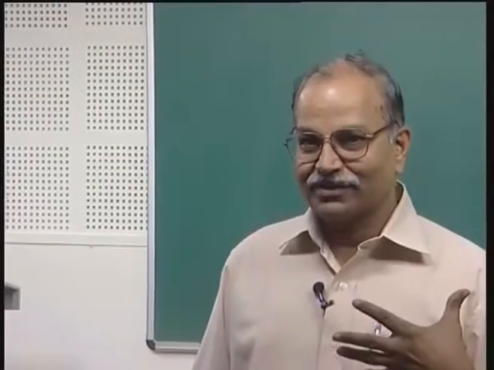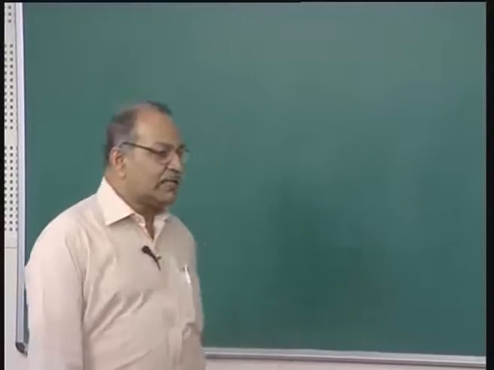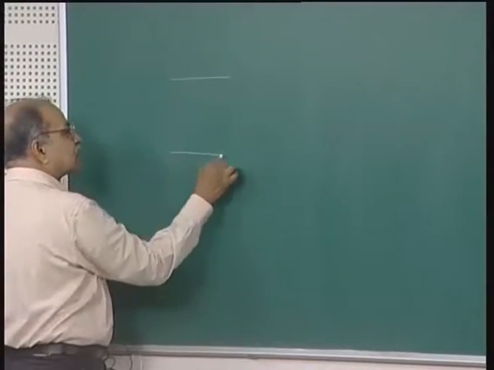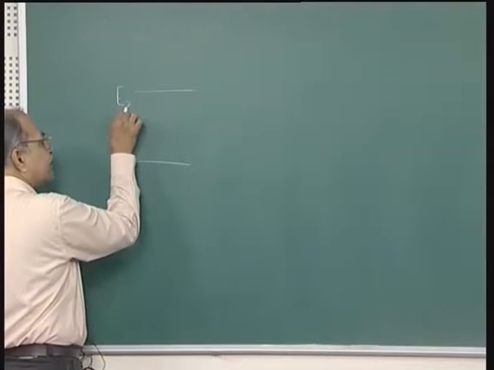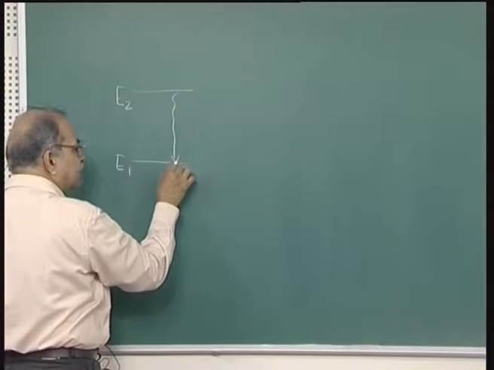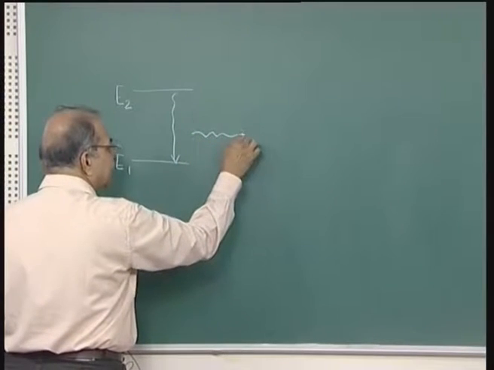And I said there is a catch. What is that catch? Let us discuss that. Suppose you have a nucleus in an excited state and that emits a gamma ray. This is energy level E2, E1, and then it comes here and gives you this gamma ray.